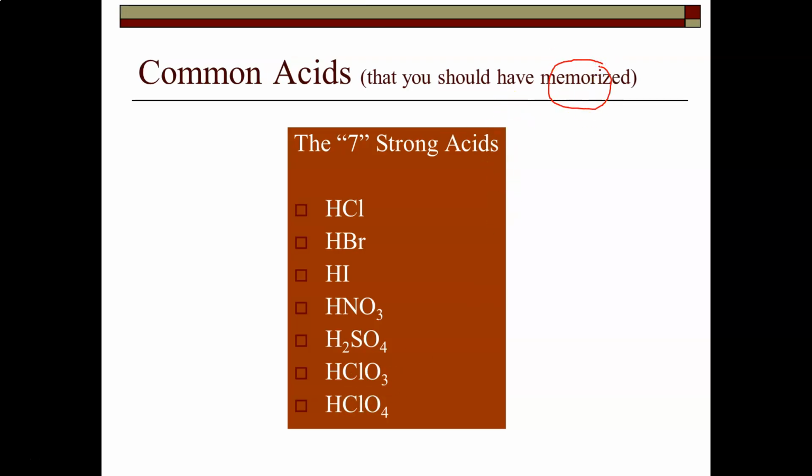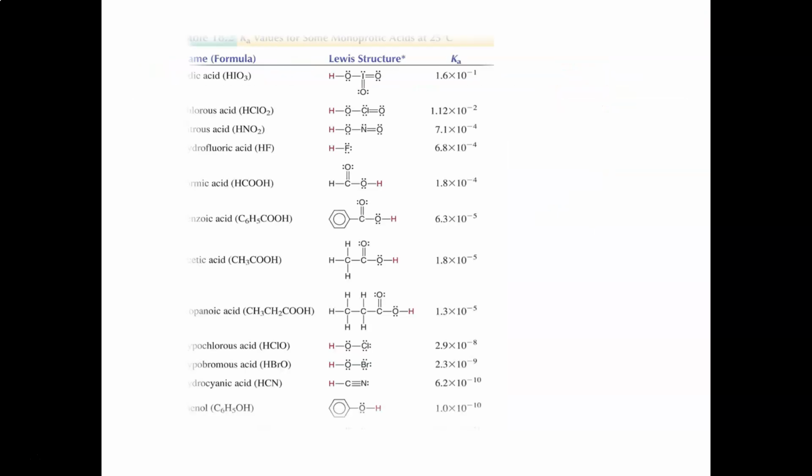All right. All of these are going to have a Ka value of way bigger than 1. Basically, if it's not in this list, your Ka value would be less than 1. You consider it a weak acid. All right. So these are your 7 strong. Ka value is way greater than 1. Anything else, Ka value less than 1, weak acid.